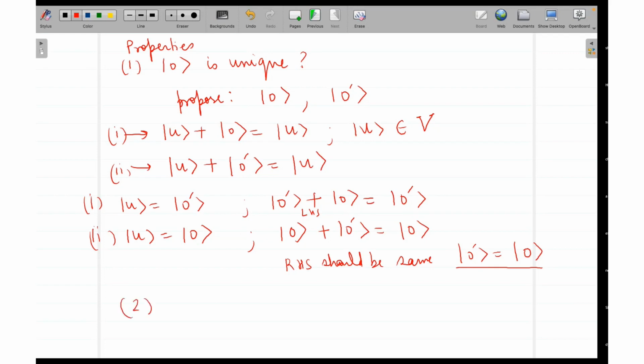Similarly, you can try to see if the inverse, which I also defined, is unique. Please try to do it as homework and see if you are able to do this. So these are the properties we get from the basic principles, those 10 rules.